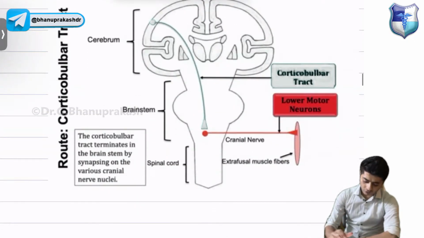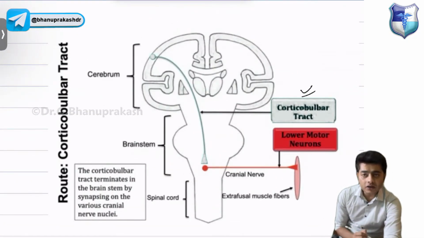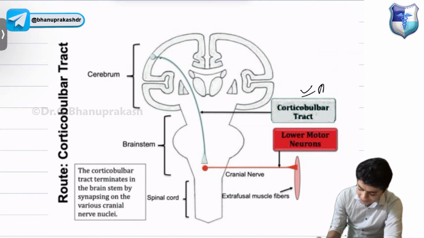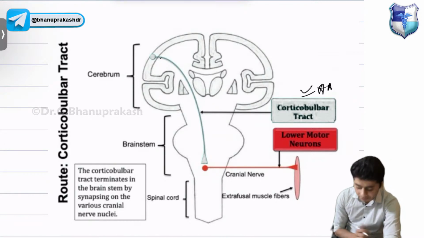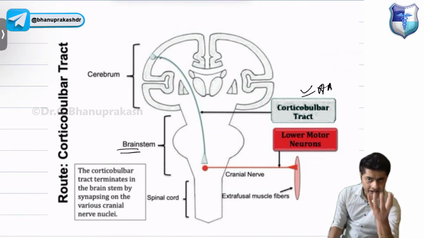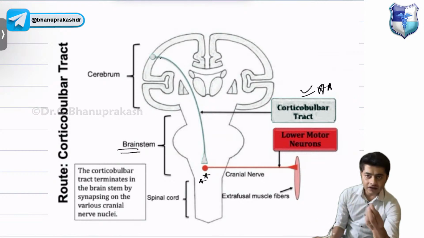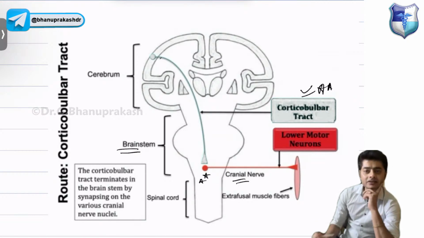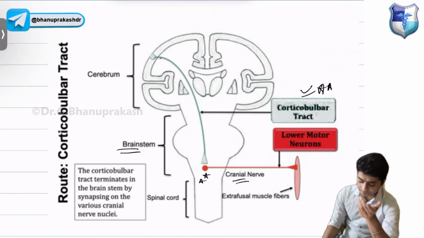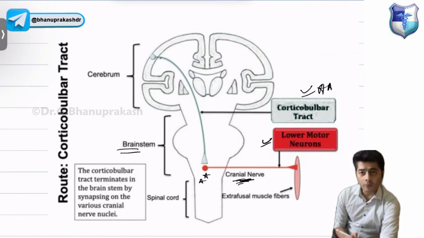Now see this diagram. We can see this corticobulbar tract is coming from the cerebral cortex. And in this brainstem, which is your midbrain, pons, and medulla, this is one cranial nerve nuclei, and it is controlling this cranial nerve. And this cranial nerve is now your lower motor neuron.